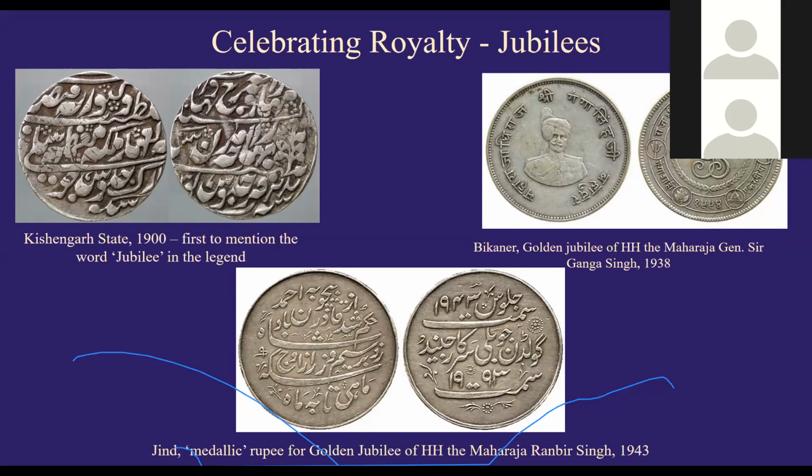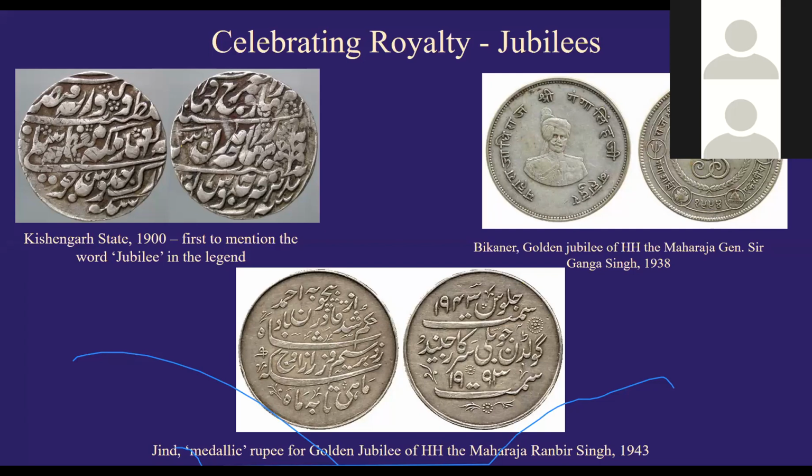The coin on top left is from the collection of Jan Lingen, and that is the first coin in India which actually has the word Jubilee written on it. Although it is written in Persian, the word Jubilee is actually inscribed, and that is the coin of Kishangarh. And quite interestingly, it is struck in 1900, which is not actually a jubilee of the Queen, but the jubilee of the 60th birthday of the ruling king. So the concept of jubilee is also being Indianized in a very interesting manner here.